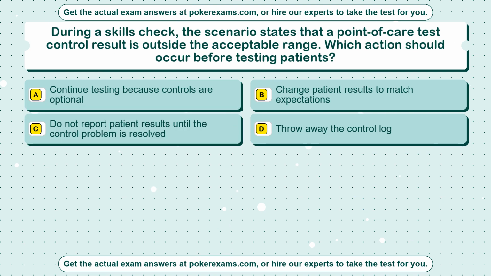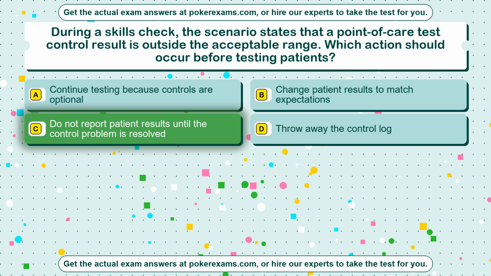Question 86. During a skills check, the scenario states that a point-of-care test control result is outside the acceptable range. Which action should occur before testing patients? Option A. Continue testing because controls are optional. Option B. Change patient results to match expectations. Option C. Do not report patient results until the control problem is resolved. Option D. Throw away the control log. The correct answer is option C.